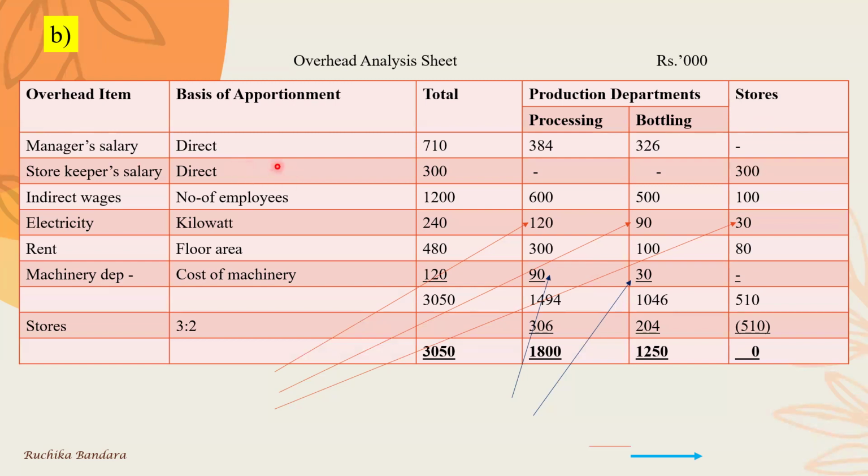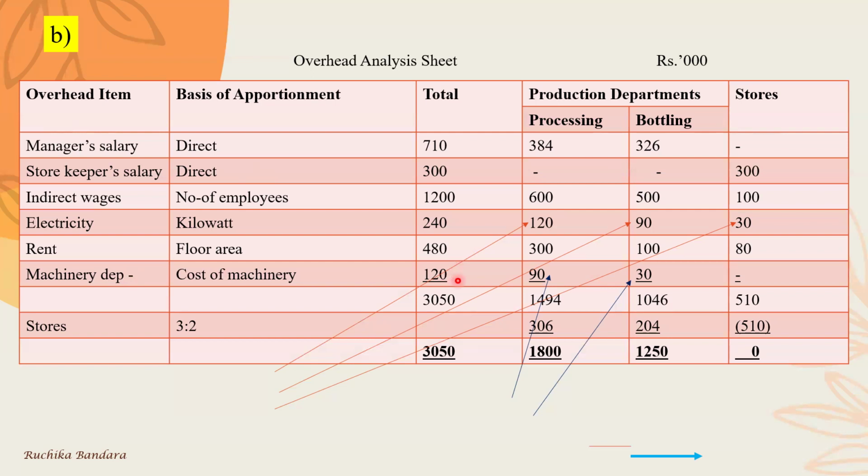So we write under the basis of apportionment the word direct. After that, they have given question marks, but they have given the overhead item with the total. So just write it down. Indirect wages, 1,200. You can get the basis a little bit later. Electricity, 240. Rent, 480. Machinery depreciation, 120.